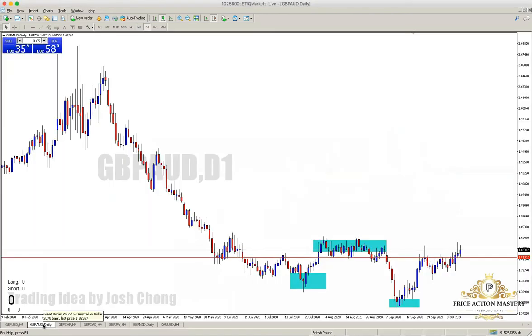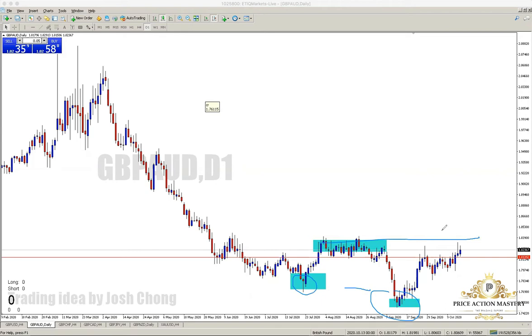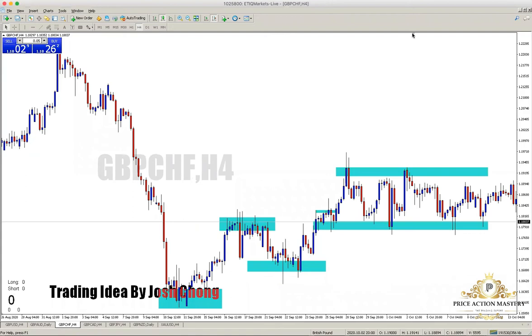So next will be GBPAUD. GBPAUD basically, this is very good. This is still a downtrend. Guys, can you see that? Lower low and then lower low. There's no sign of higher high yet. Over this area, there will be a huge seller coming in. As you can see, the first sign of sellers already came in. So I'm expecting it to struggle a bit and drop. So this is the GBPAUD.